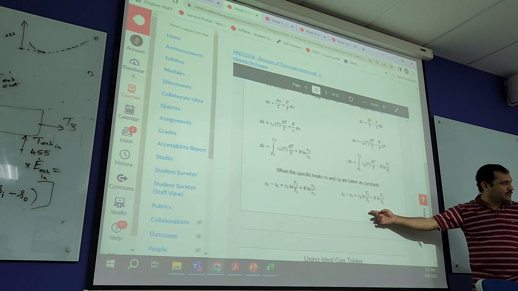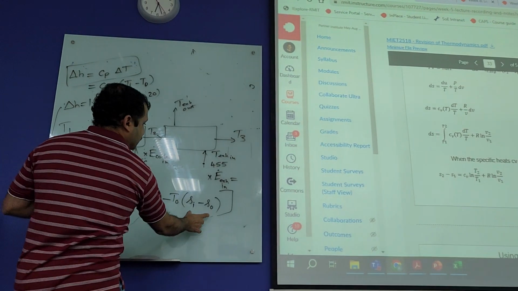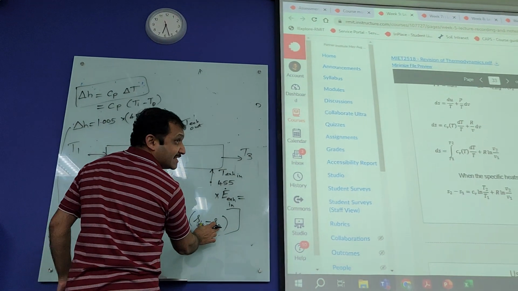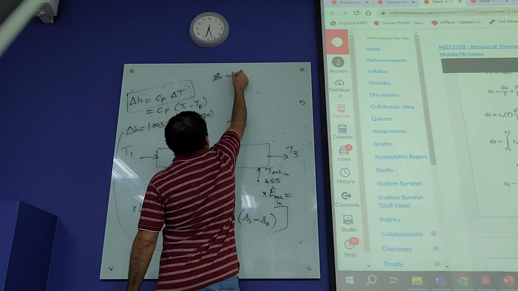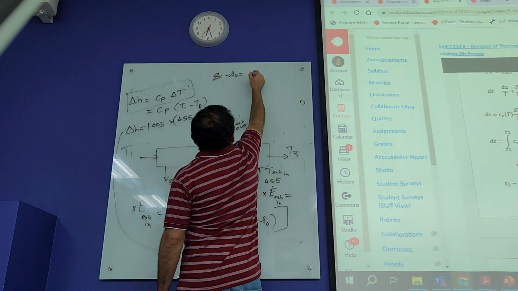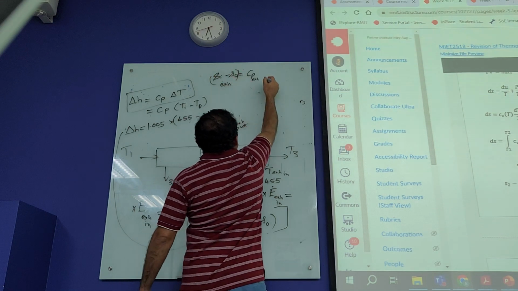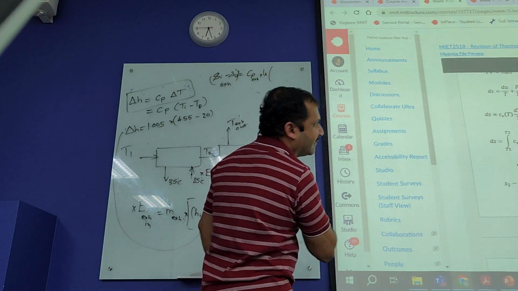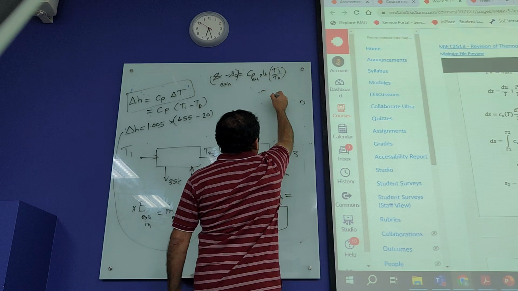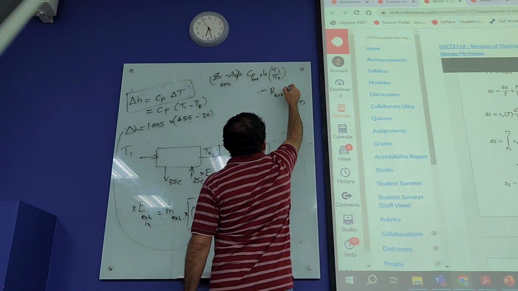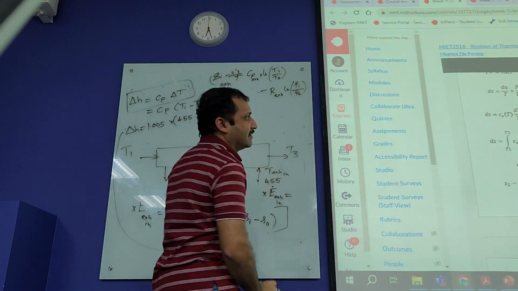For exhaust, we are going to use that. So, change in entropy, S in minus S0, okay? What we want to find is S in minus S0. We are going to say Cp exhaust, and that's for exhaust, okay? Times natural log of T in over T0 minus R exhaust natural log of P in over P0. That's it.